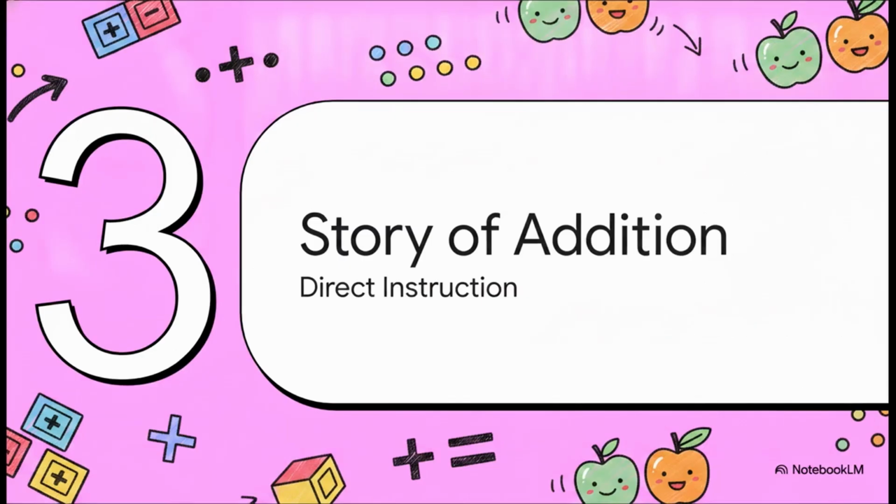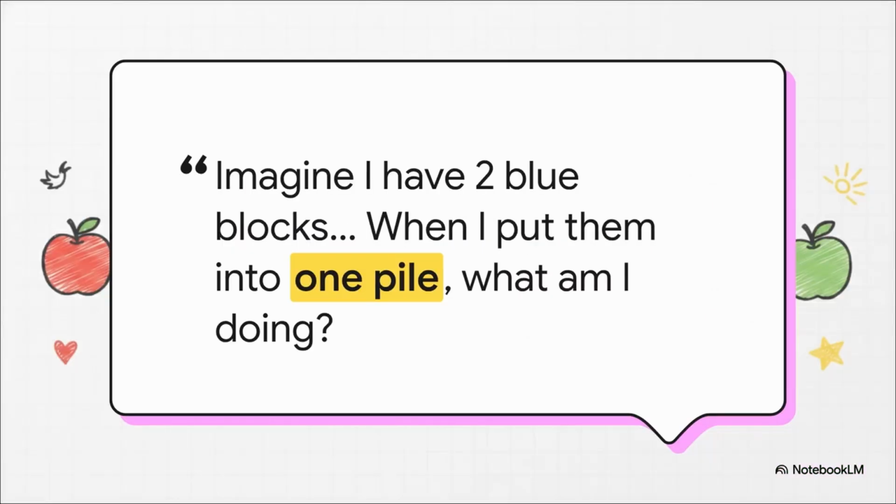Let's move into part 3 and see how this builds into direct instruction. The story of addition. This is a 12-minute block where the teacher anchors the math in reality using storytelling. Imagine the teacher asking something like, if I have 2 blue blocks in this hand and my friend gives me 3 yellow blocks in my other hand, when I put them all into one big pile, what am I doing? By using this interactive story, the teacher brings the students' imaginations directly into the concept of combining groups. Notice what's missing? Right, no formal math terms yet. It's entirely about visualizing a real-world scenario.